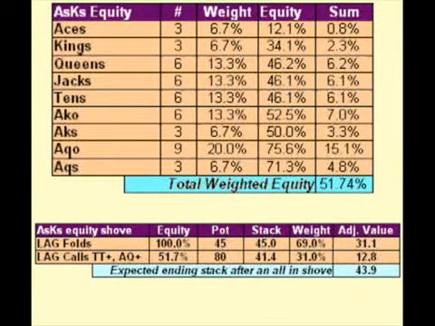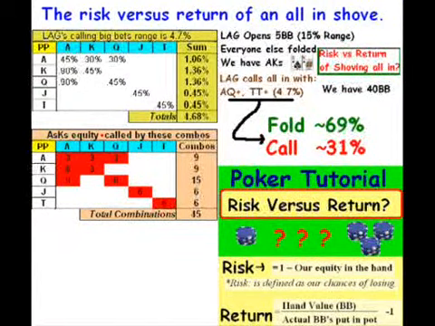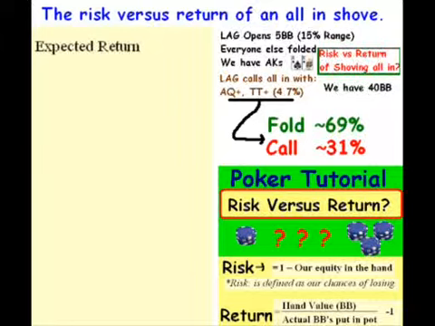If you take the 12.8 number and you add it to the 31.1 number, our expected ending stack after an all-in shove is going to be 43.9, and we will use those two numbers when we go back to the next page in just a few seconds. Okay, I'm going to go ahead and clear the stuff out in the top left-hand corner, and we are going to figure out what our expected return is.